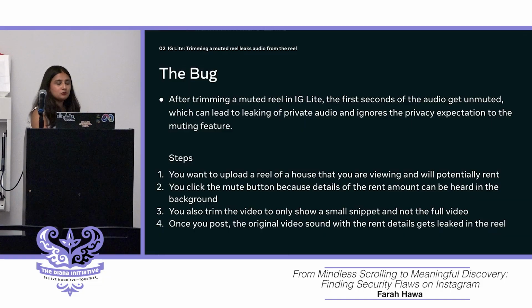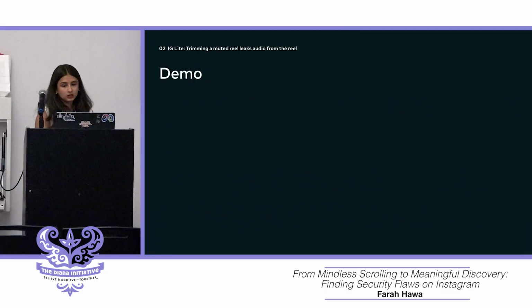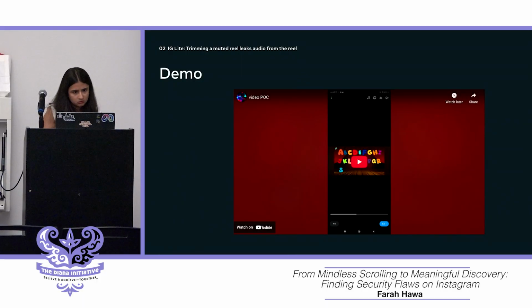I'll give you an attack scenario so you'll understand why this is a privacy concern. Let's say you want to upload a reel of a house that you are viewing. You will potentially rent that house. You click the mute button because details of the rent amount are being discussed in the background and you don't really want to share that. And you also trim the video because you only want to show a small snippet. You don't want to show the full video. But once you post it, the original video with the sound, with the rent details, is getting leaked in the reel. This was something that was reported on the program, and we can look at a demo.